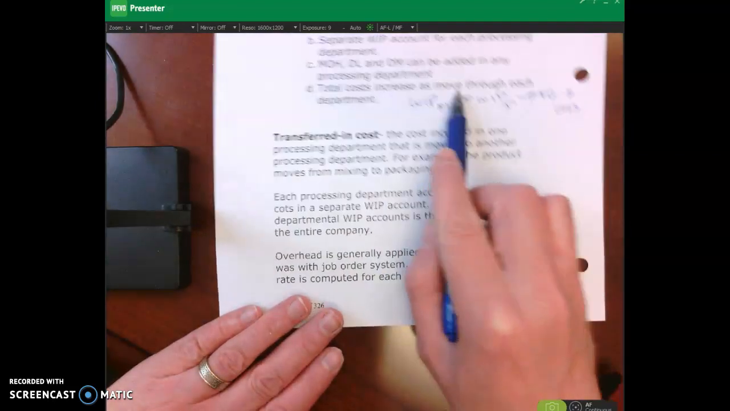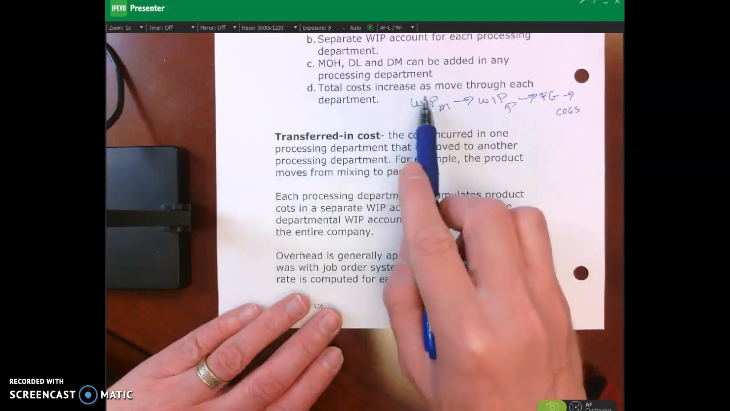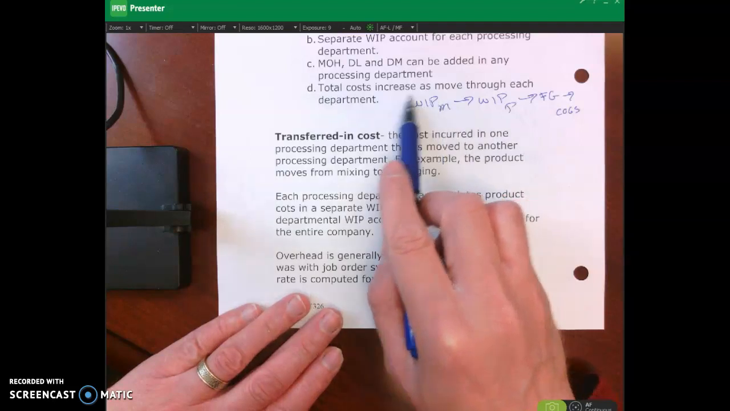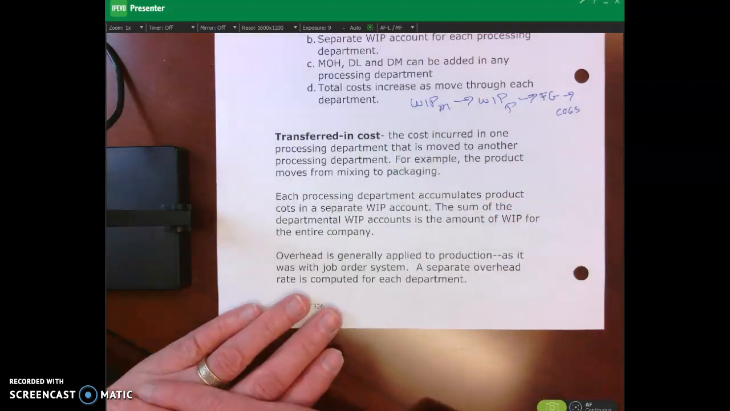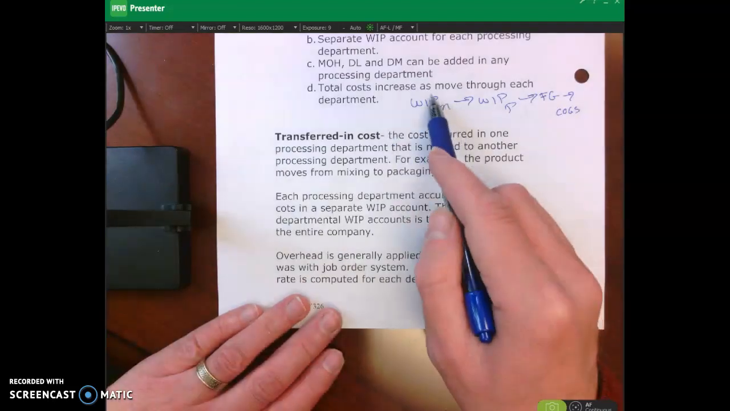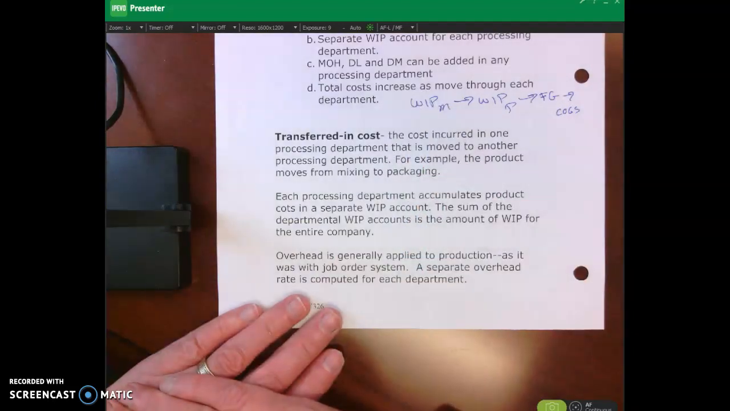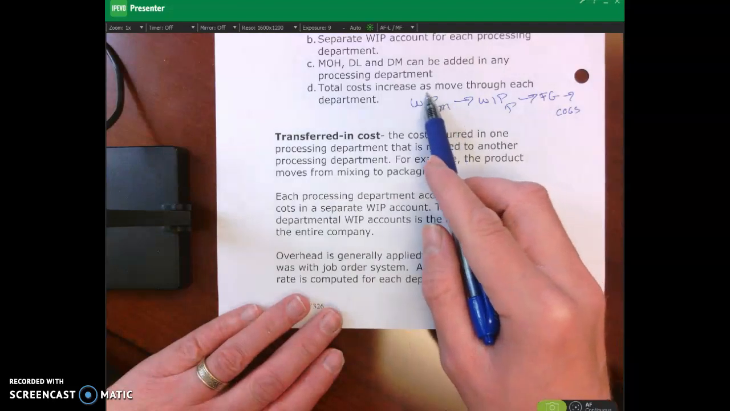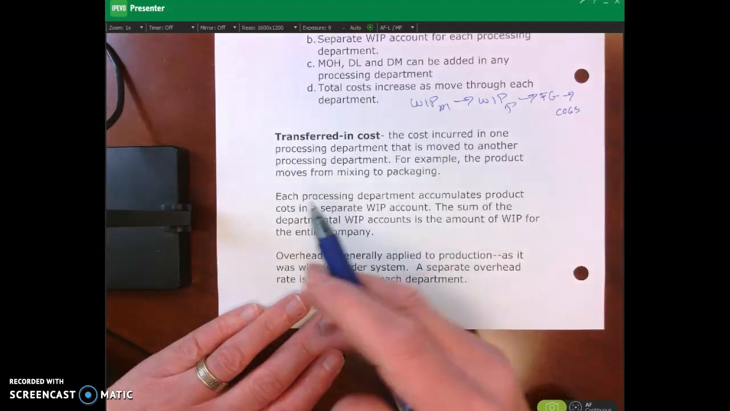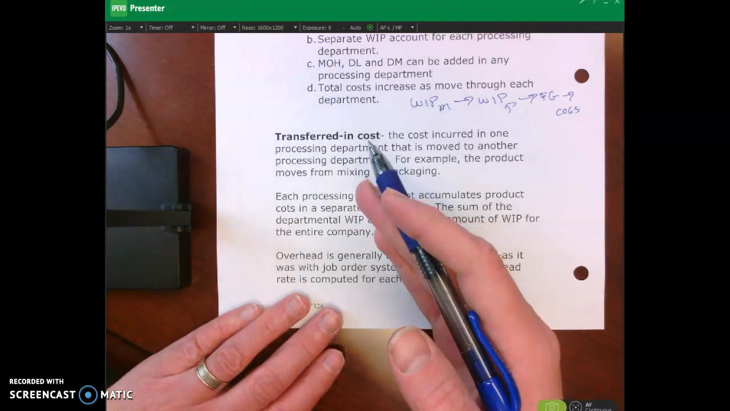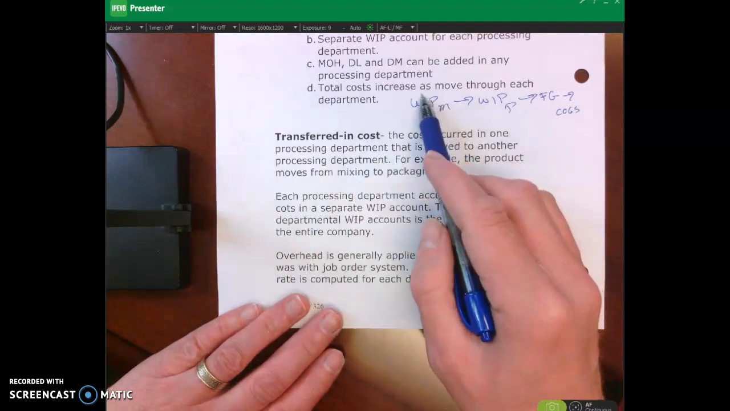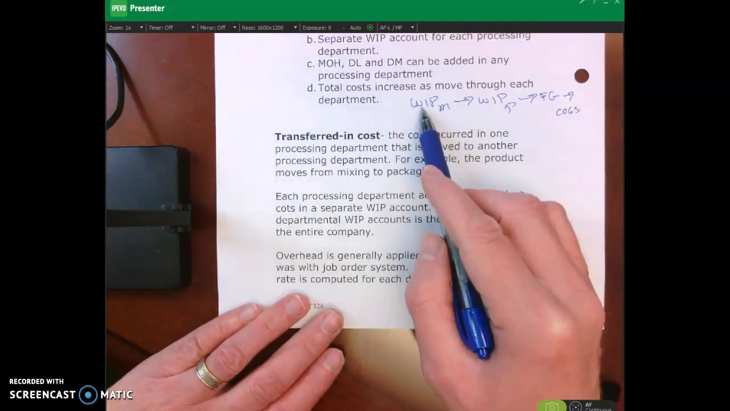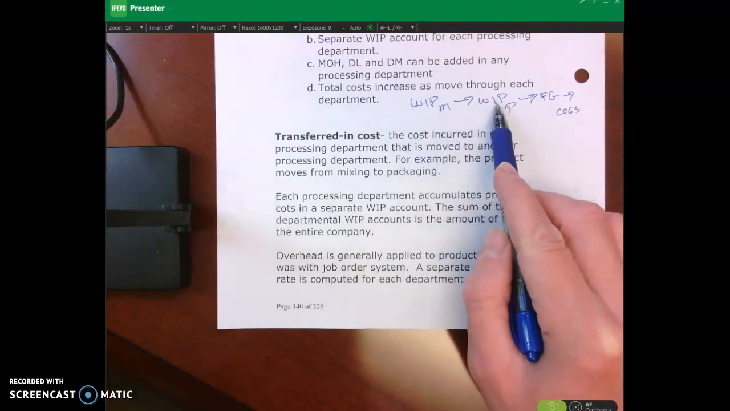So here in WIP mixing, we're adding in materials, labor, and overhead. So we're adding in the materials for the soap, mixing the soap, and then we're also allocating, applying any overhead to potentially the direct labor that we incurred to mix the soap. And then what happens is when it's done mixing, the soap is not done because it still has to be packaged. But what we do is we move those costs associated with mixing to the packaging department.